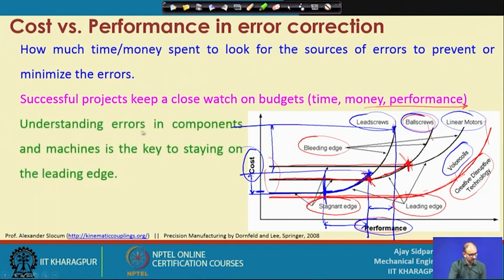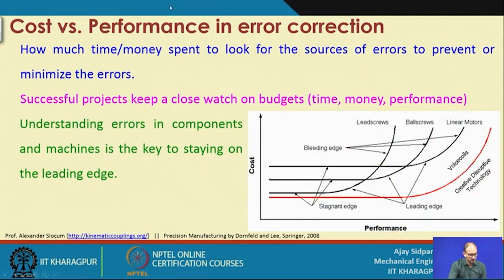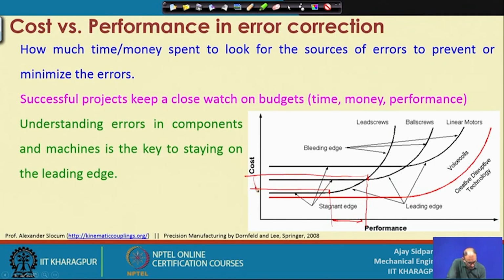So, what is that? Understanding the error in the components and machine is the key to staying on the leading edge. So, our objective is to stay within that leading edge only. So, wherever the leading edge starts, as soon as you are getting a cost increase, you can think about one point where you can actually normalize the thing. So, now you can see this particular thing is the leading edge of the lead screw, because here the performance is high compared to the cost you are spending in this particular case. Same thing, the leading edge is available for the other two equipments also.